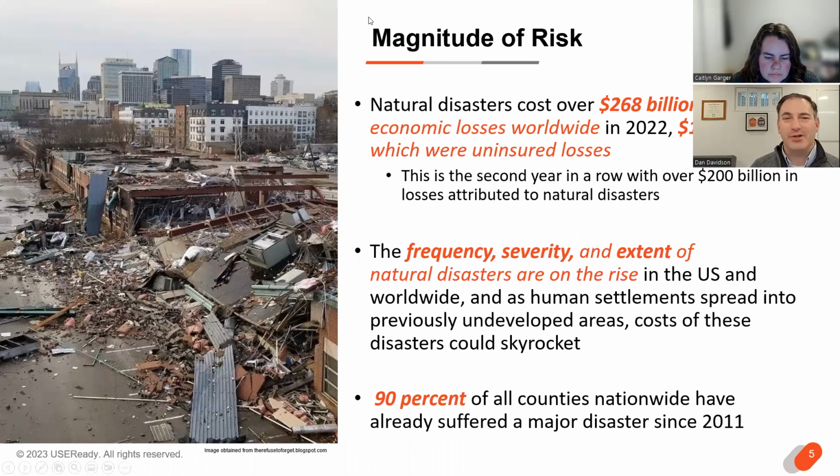So I'm sure you're all here and you're aware of the magnitude of the risk on your portfolios, on the loans that your bank has issued. But let's just put it in perspective. Last year, natural disasters cost over $268 billion in economic losses, and almost half of that were uninsured losses. This is the second year in a row where that number hit over 200 billion. And the frequency, severity, and extent of natural disasters are on the rise in the US and worldwide. Something that I saw that was interesting is that about 90% of all counties in the United States have already suffered a major disaster since 2011. So these facts give you a perspective of, these are big losses and big risks for banks to consider.